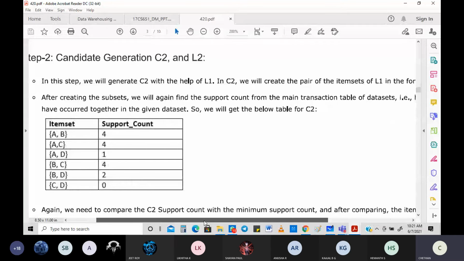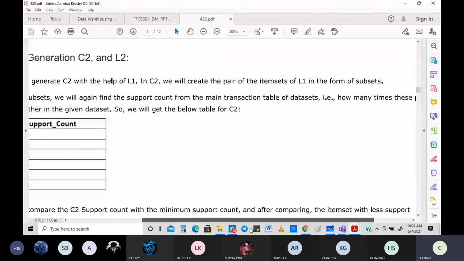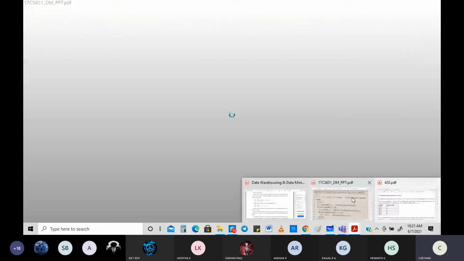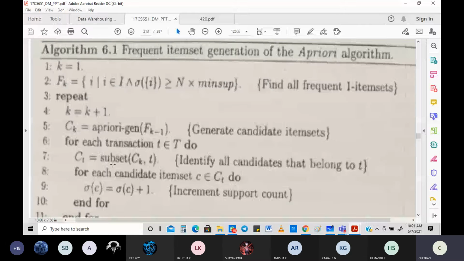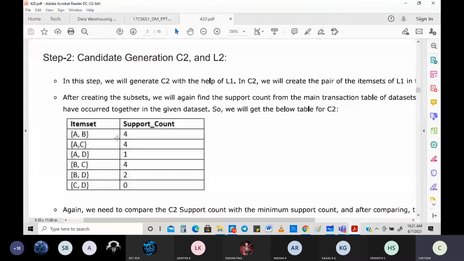You can see very clearly that in this step we will generate C2 with the help of L1. In C2, we will create pairs of item sets of L1 in the form of subsets. That's what you see even in the algorithm, where we're talking about subsets for each and everything. Now let's look into how many you are getting. A and B together 4, A and C together 4 times, A and D together 1 time, like this.